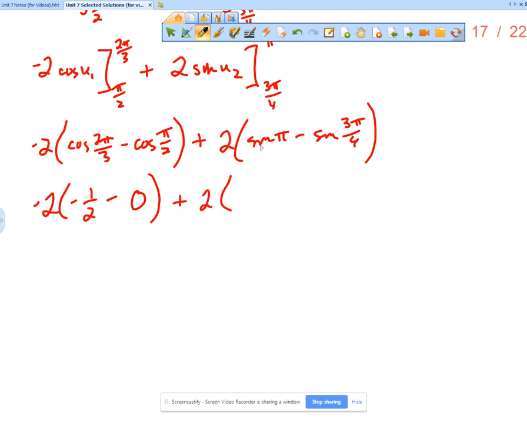Plus 2 times the sine of pi, that is 0, minus the sine of 3 pi over 4, that is the square root of 2 over 2, and it's positive because it's in quadrant 2. So now negative 2 times negative 1/2 is positive 1, plus 2 times negative root 2 over 2, so the 2's cancel, so the answer is 1 minus root 2.